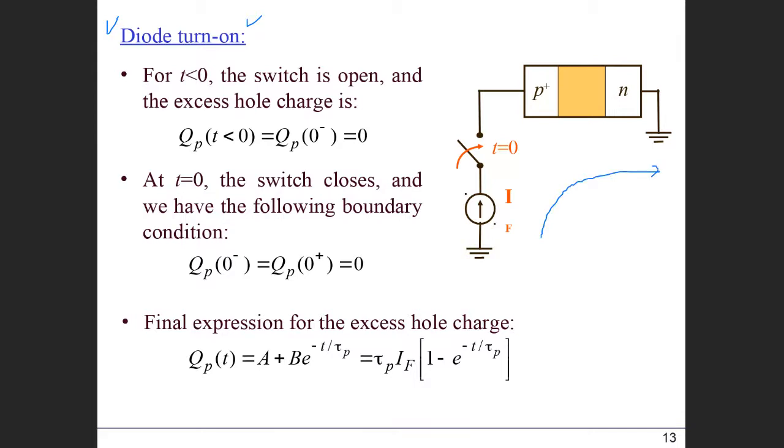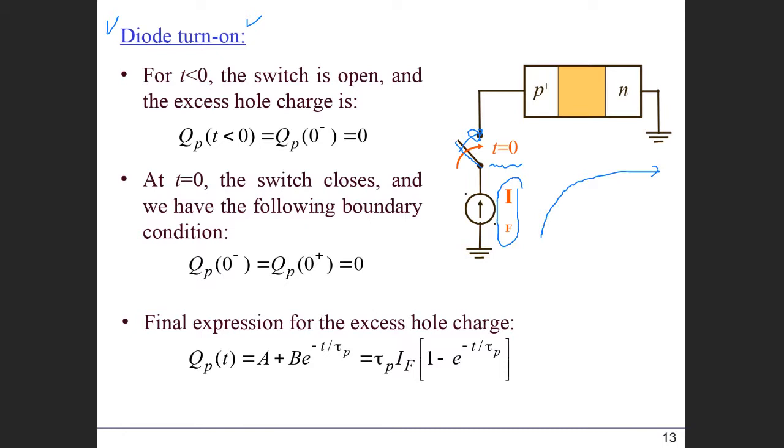Initially, you have a P plus N diode that is open, which means no bias is applied to the PN junction diode. Then at t equals 0, you have a switch connected to this PN diode, and a certain current starts to flow through it.